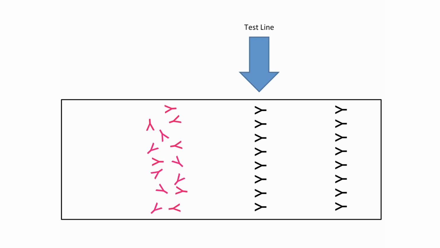Then we have a fixed line of antibodies that are also specific to the analyte we're trying to detect. Again, for a pregnancy test, that is HCG. So these antibodies are in a fixed position on the substrate, and they're bonded to that position so they can't move about, and they will also bind to the hormone that we're trying to detect.